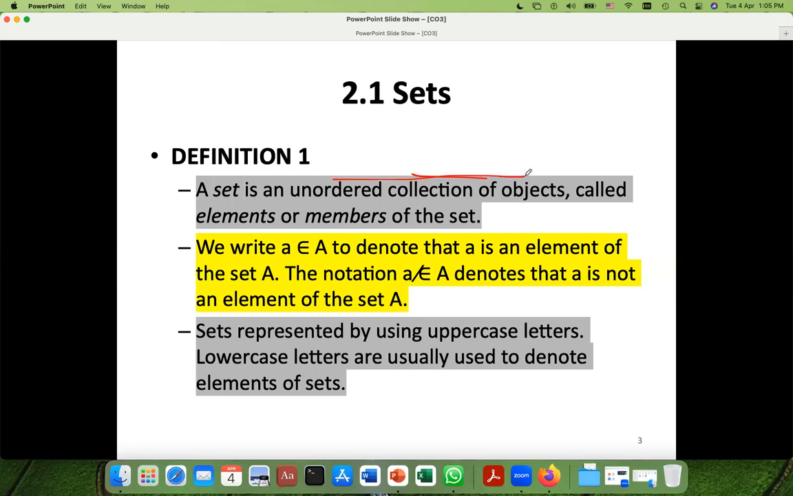Unordered collection of objects means, just a minute, we can turn this light off and the visibility will be much better. Okay.